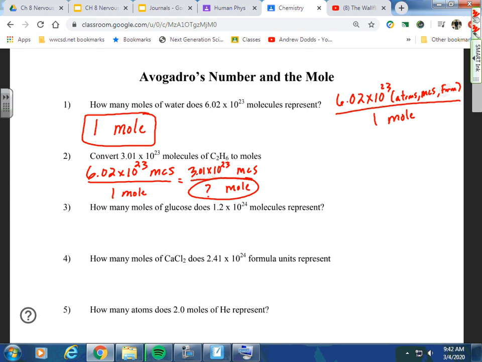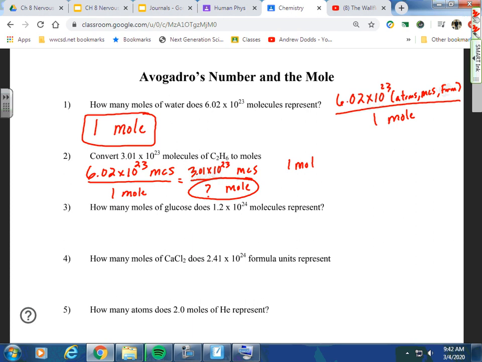Now, if I try to solve for something, the first thing I've got to do is make sure it's on the top part of the equation. Right now, it's not on the top part of the equation. The general rule when you deal with an equation like this is, whatever you do to one side, you have to do to the other side. Okay? So I would rather have moles up on top. So what I'm going to do is flip everything around.